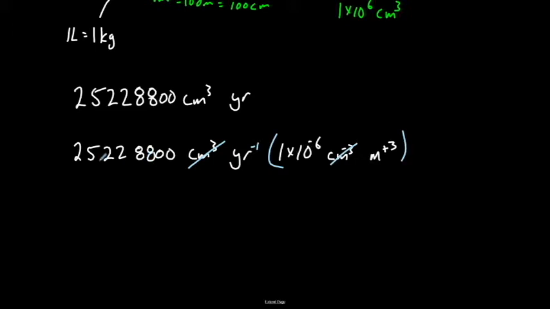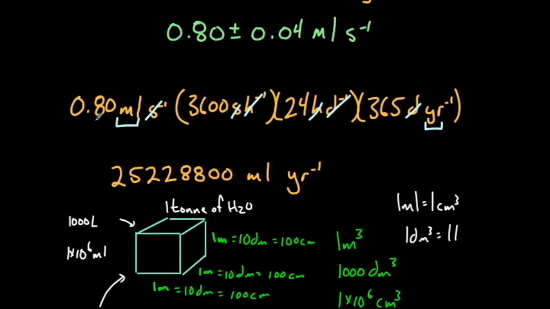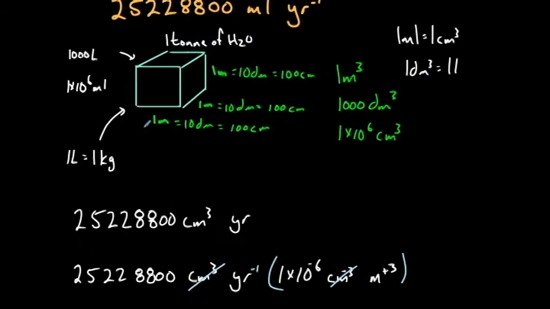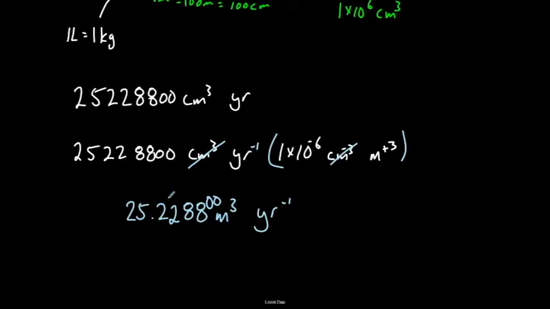So we get 25.2288 meters cubed per year. Can we just get rid of those zeros because they're insignificant? Yeah, like so. Now we look at this, right? And we go back up here and we realize that we only have 2 sig figs in our initial value anyway. So if there's only 2 sig figs there, all this stuff is insignificant. So we get 25 cubic meters per year.